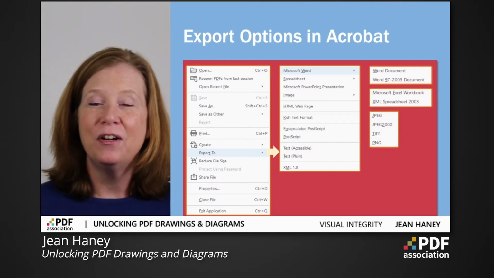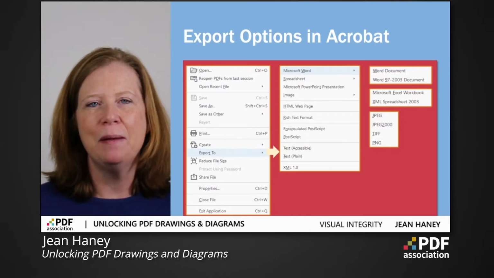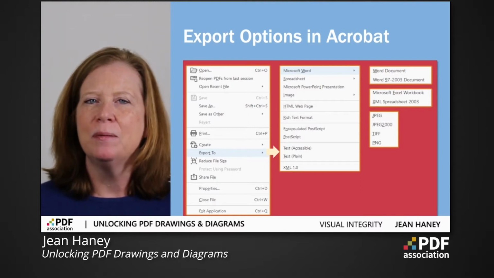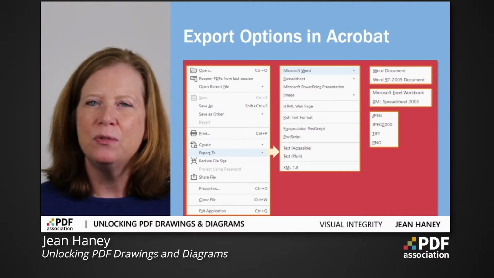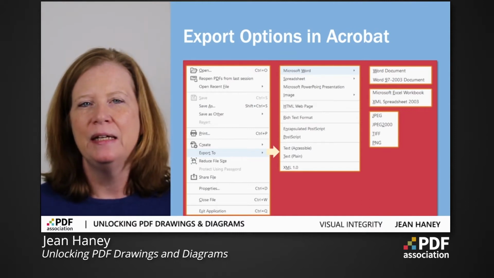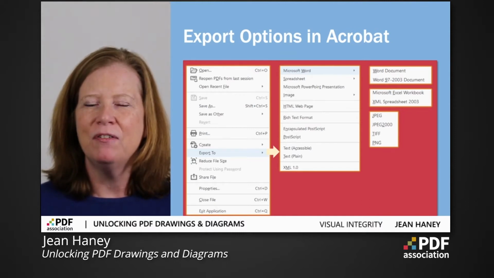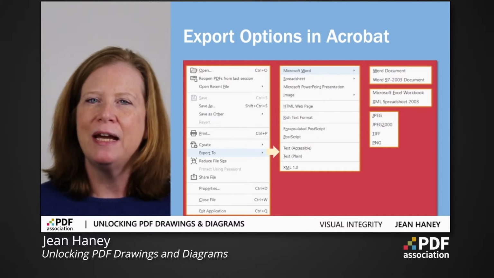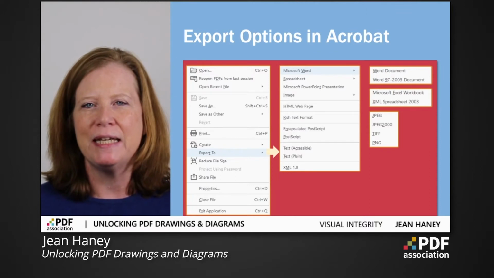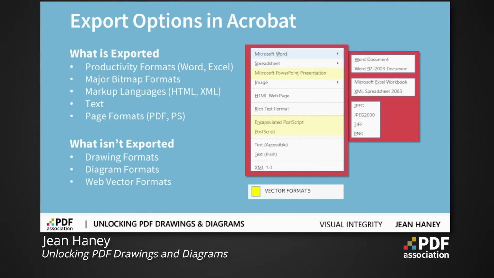As mentioned, there are many ways to export rich text and bitmapped images from PDF files, but solutions for generating editable graphics are limited. This is what I and Visual Integrity specialize in. Today, I'll share how to extract PDF graphics as editable drawings and diagrams, and to recognize the potential hazards in the process. Let's start off by looking at the export options in Acrobat.